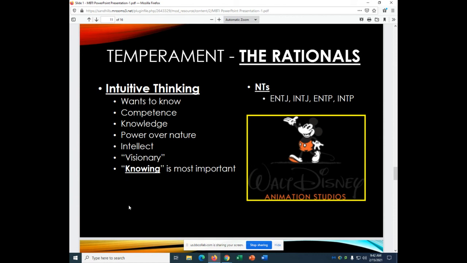So these people are not about becoming. These are people who want to know, knowing. That's what's important. That's what drives them. They want to know what's going on.